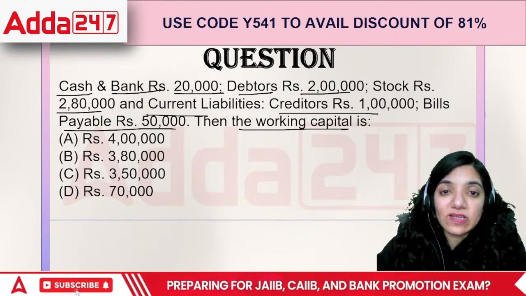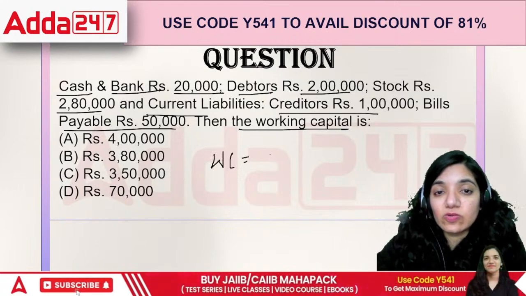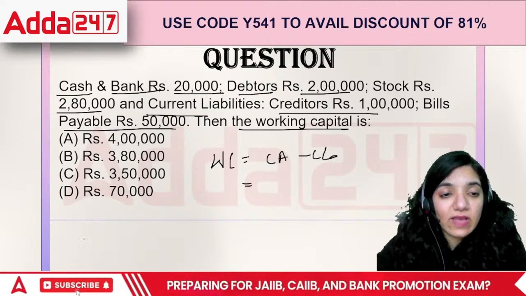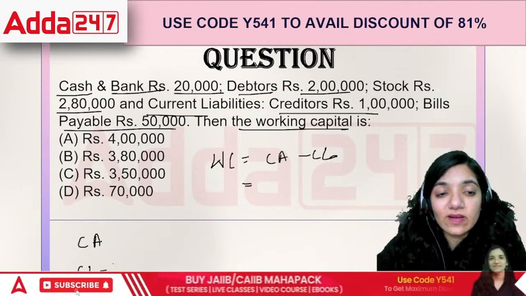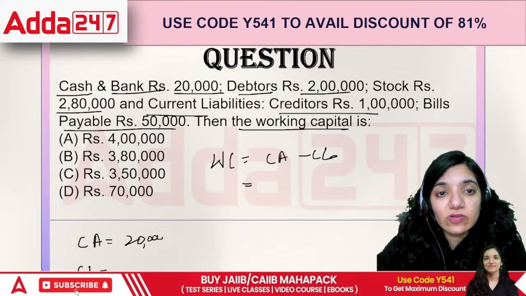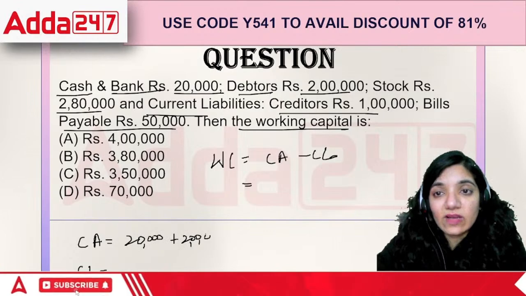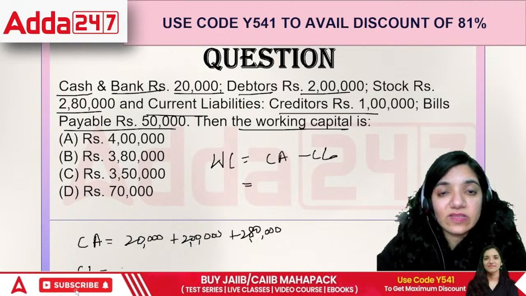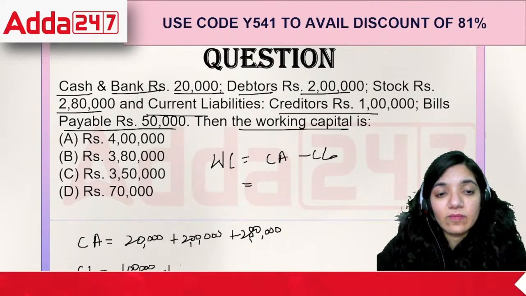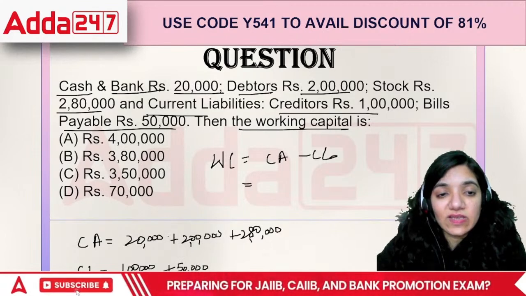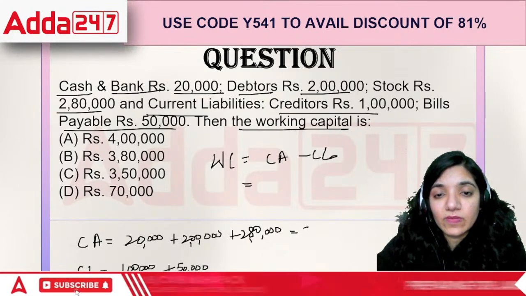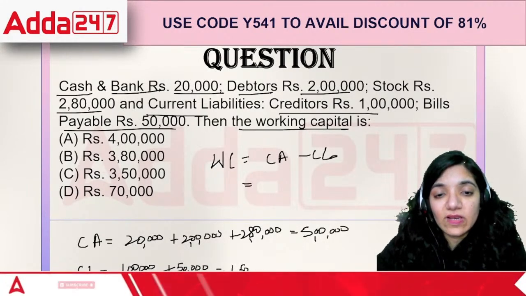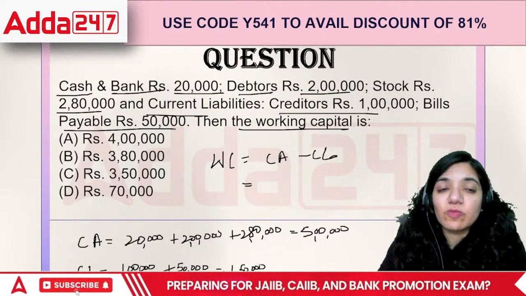Working capital of an organization can be defined as WC is equal to CA minus CL. So how do we record it? We add up all the current assets and add up all the current liabilities. The current assets include 20,000 plus 2 lakh plus 2,80,000. In terms of liabilities, add up 1 lakh plus 50,000. So the current assets are a total of 5 lakh, while the current liabilities are a total of 1,50,000.